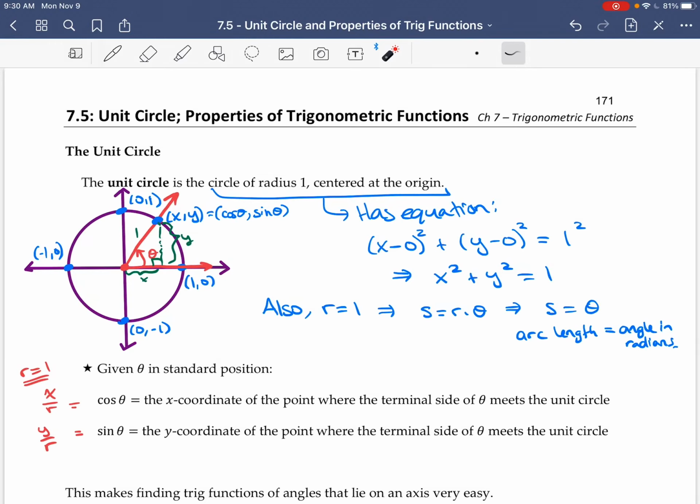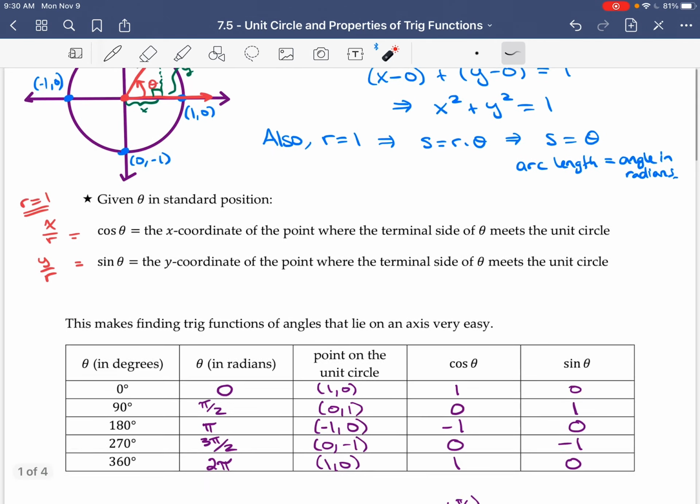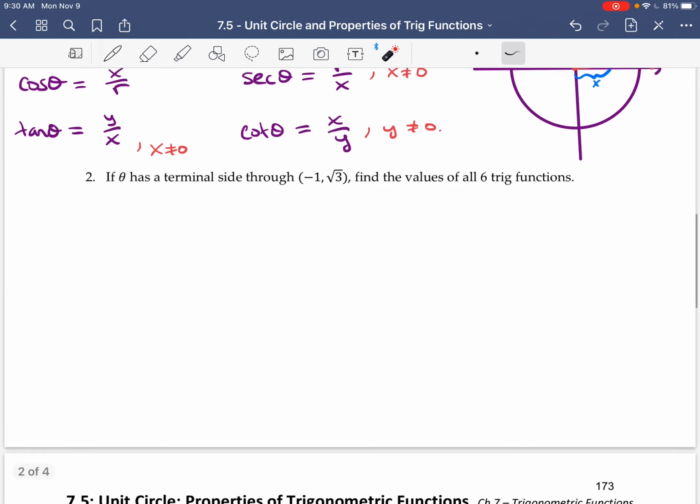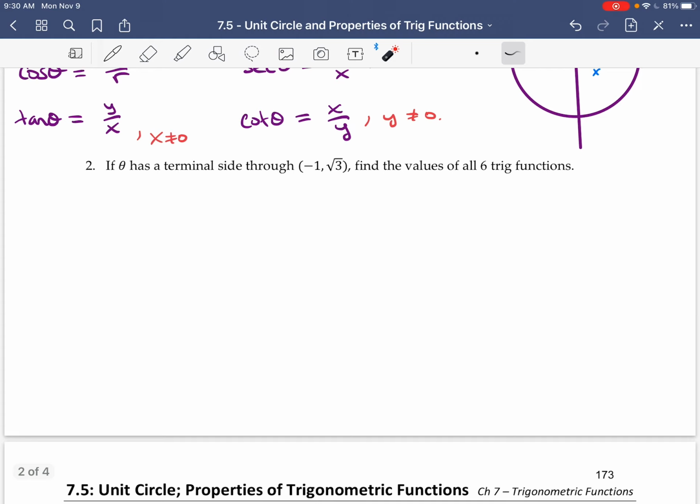In this video, we're going to do a couple more examples dealing with properties of the trig functions using the unit circle. So the first one here, suppose theta has a terminal side that goes through the point (-1, root 3). We want to find the values of all the trig functions. Now this one doesn't say that it's on the unit circle, but it is on some circle.